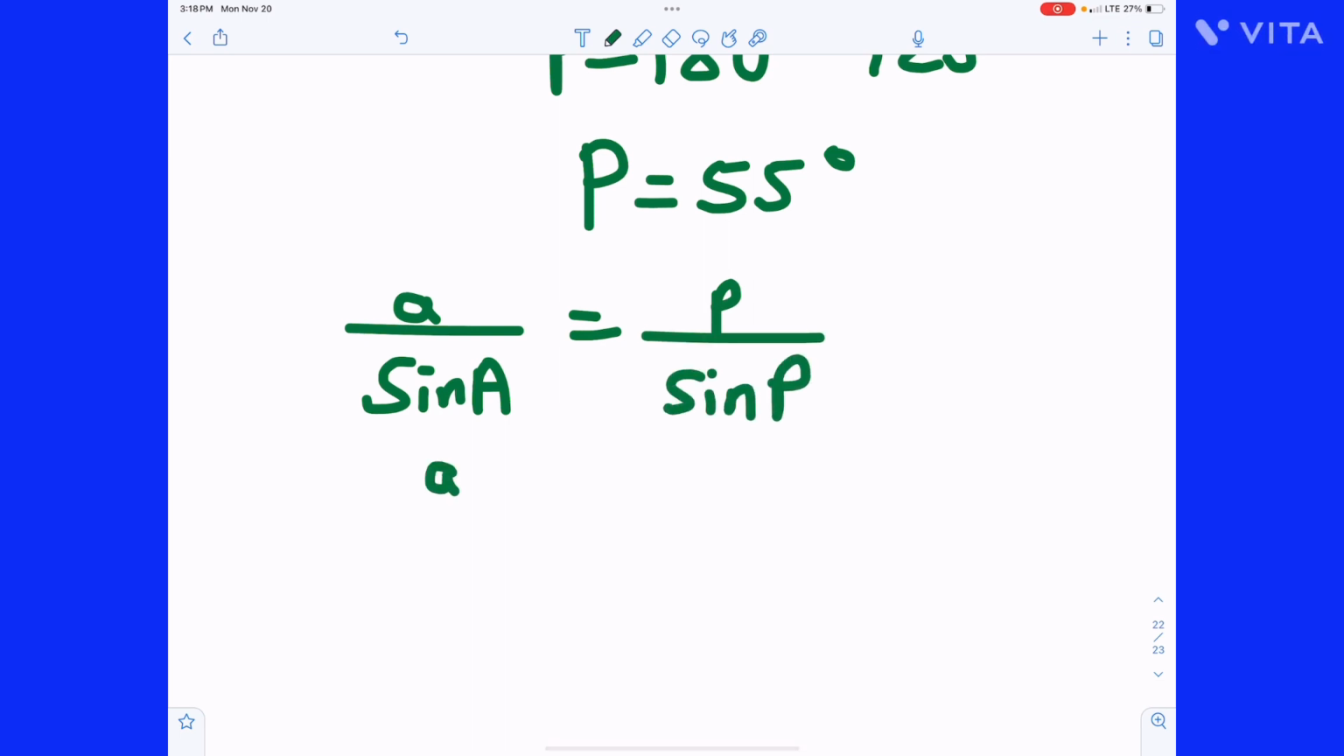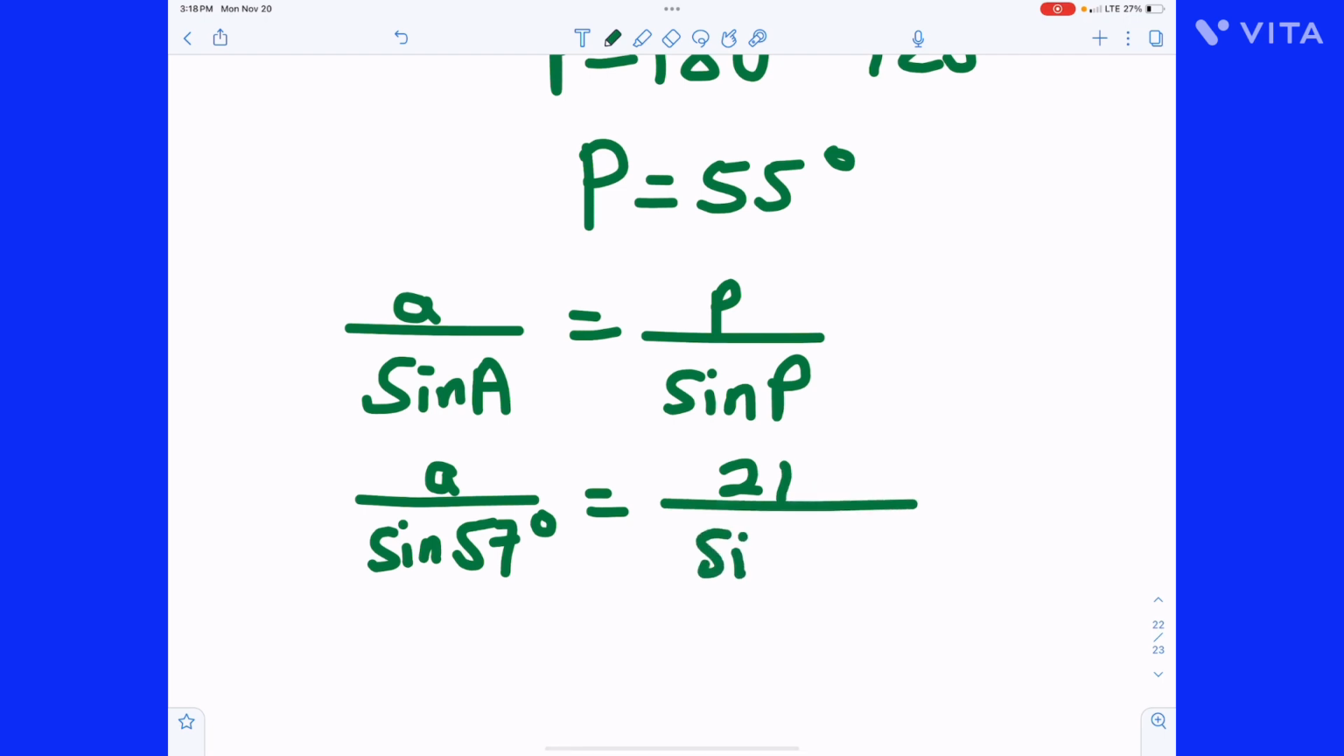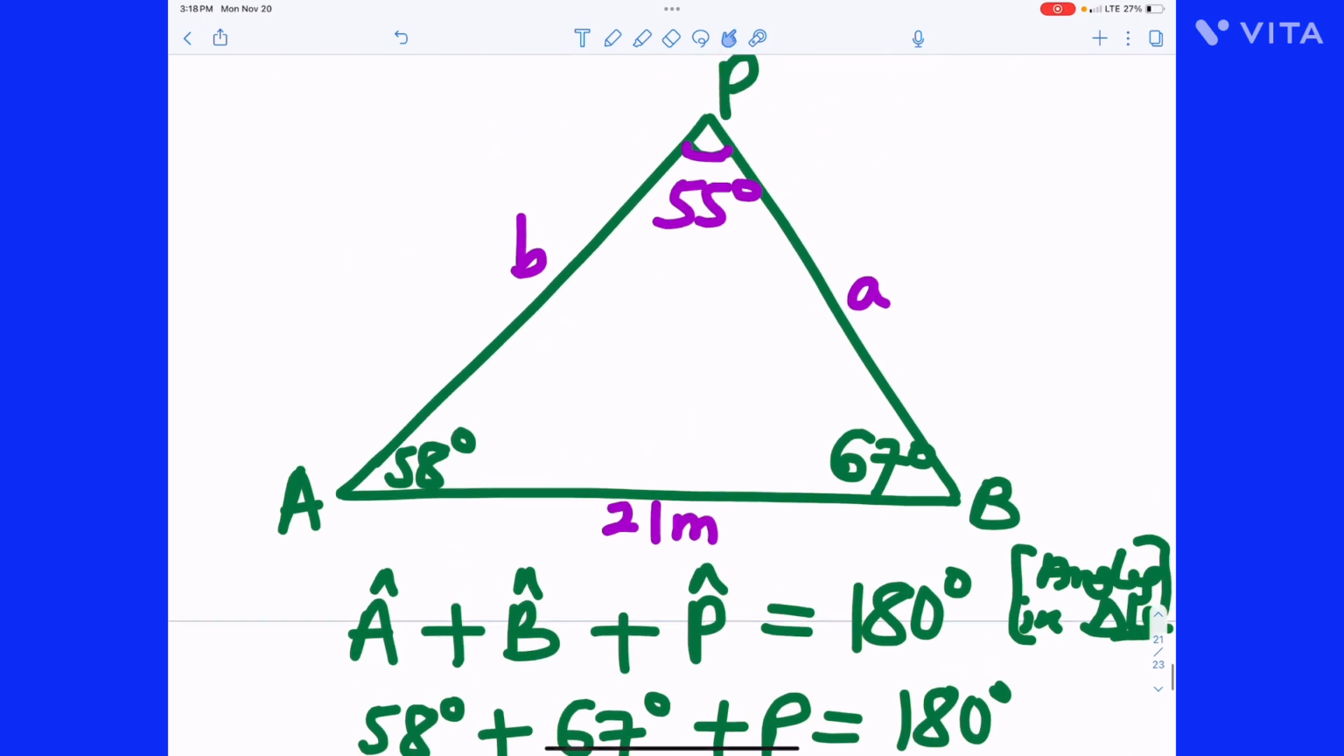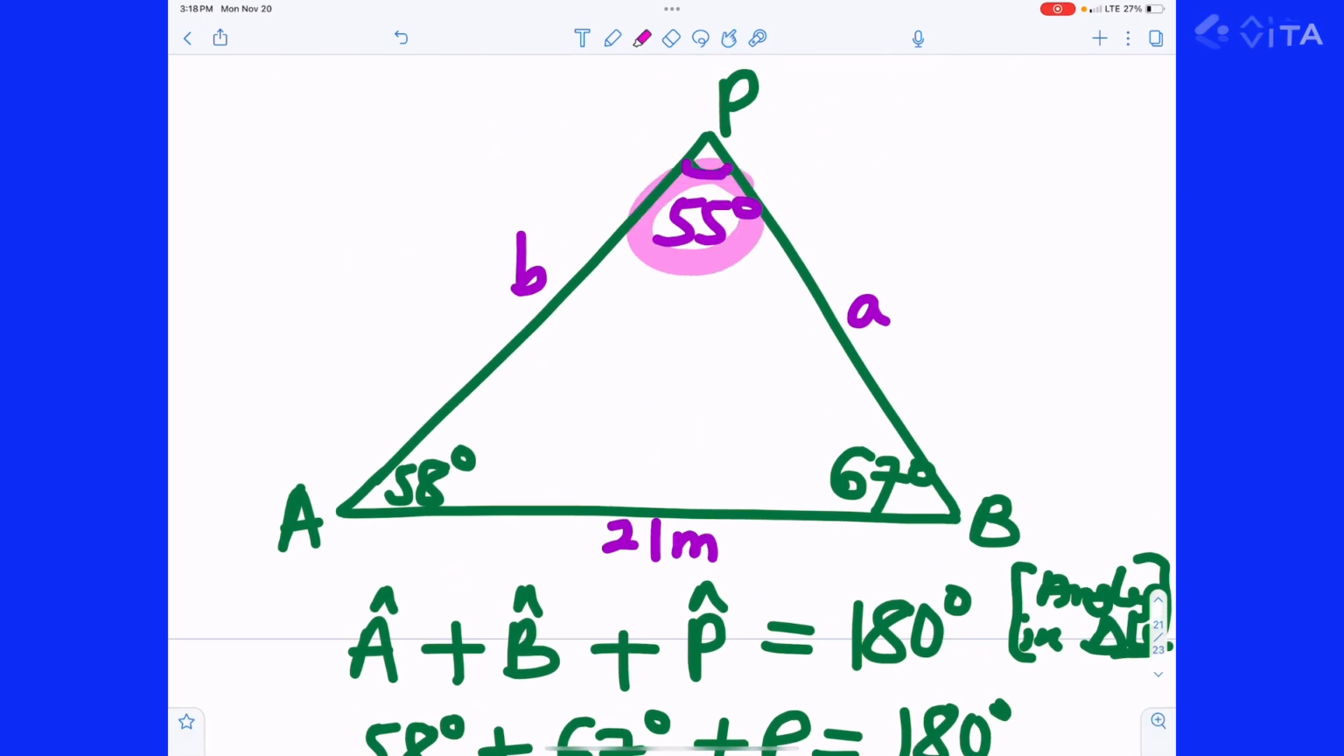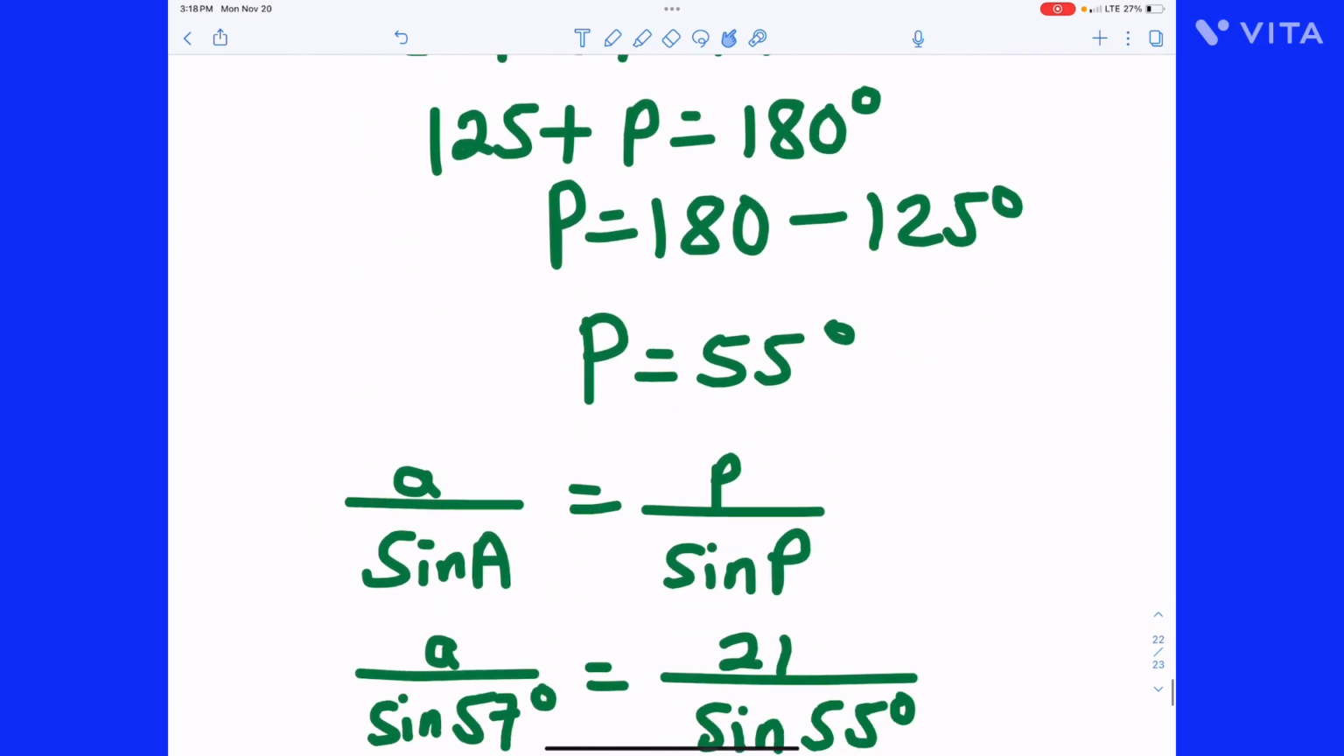So that will give us A over sine 57. What's P? 21 meters over what? Sine 55 degrees. You cross multiply. This is how we got our P. This is angle P, and the side facing P is what? Side small letter p. So p over sine P is equal to a over sine A. So in that set, the only unknown will be side a.